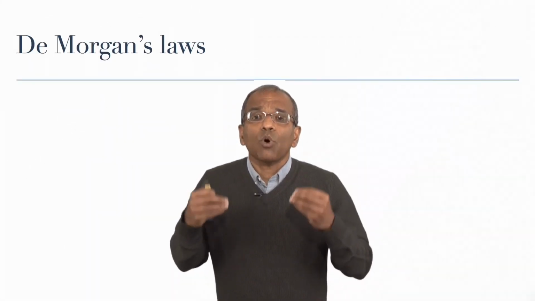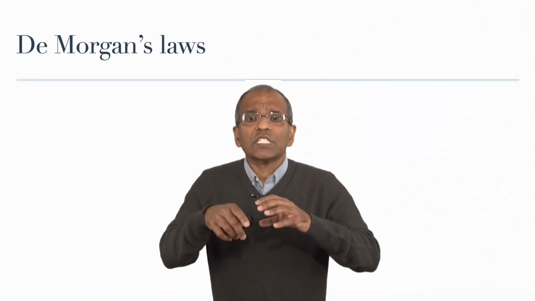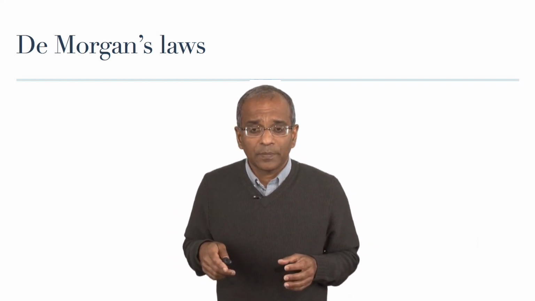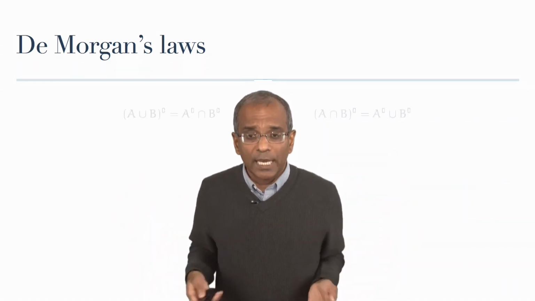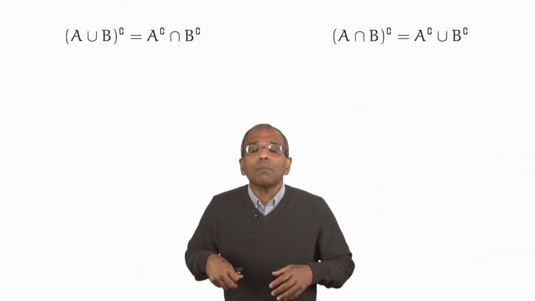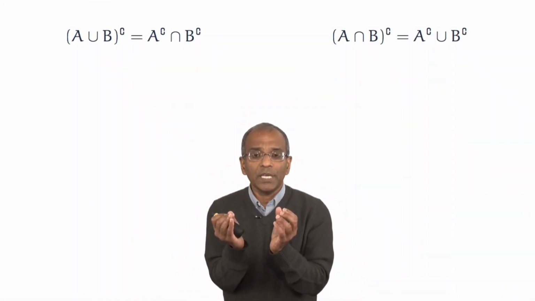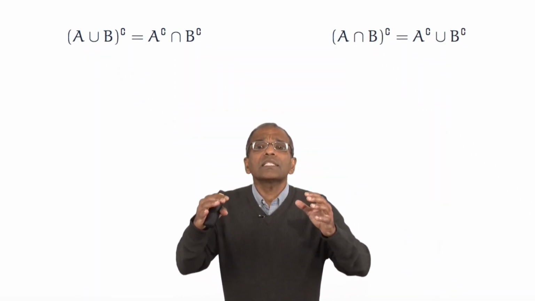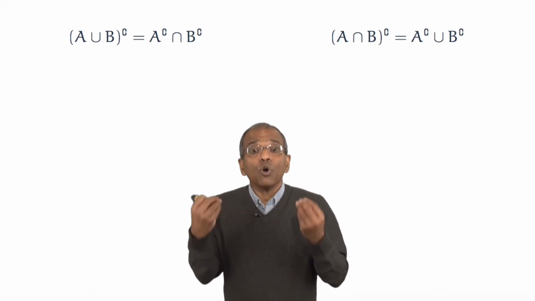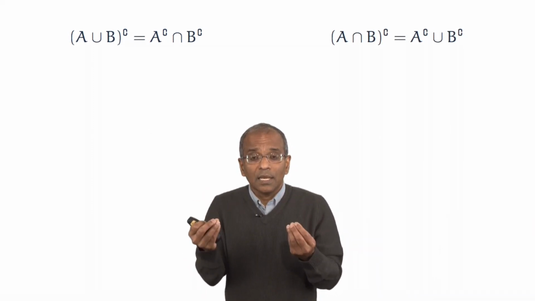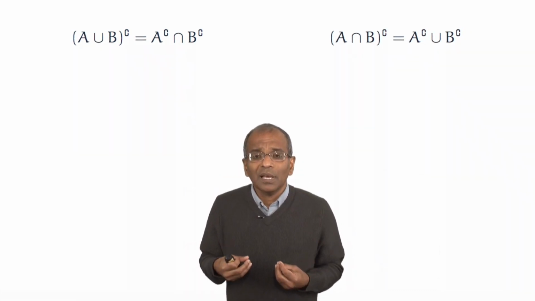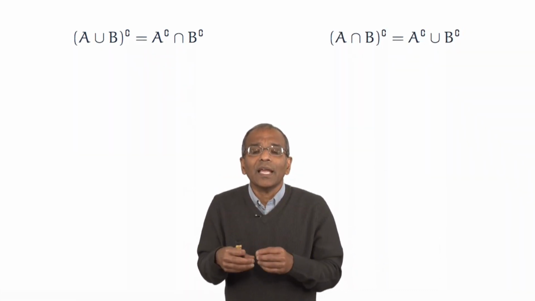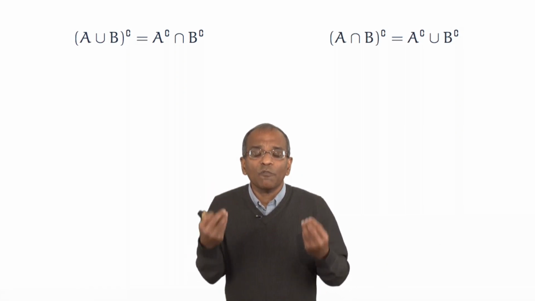These are called De Morgan's laws. Let me start with the simplest of these settings. Let's start with two subsets A and B of a universal set. Let's start by forming the union of A with B, that's a new set, and then take the complement of that union. De Morgan's law asserts that the complement of A union B is the same as the complement of A intersected with the complement of B.